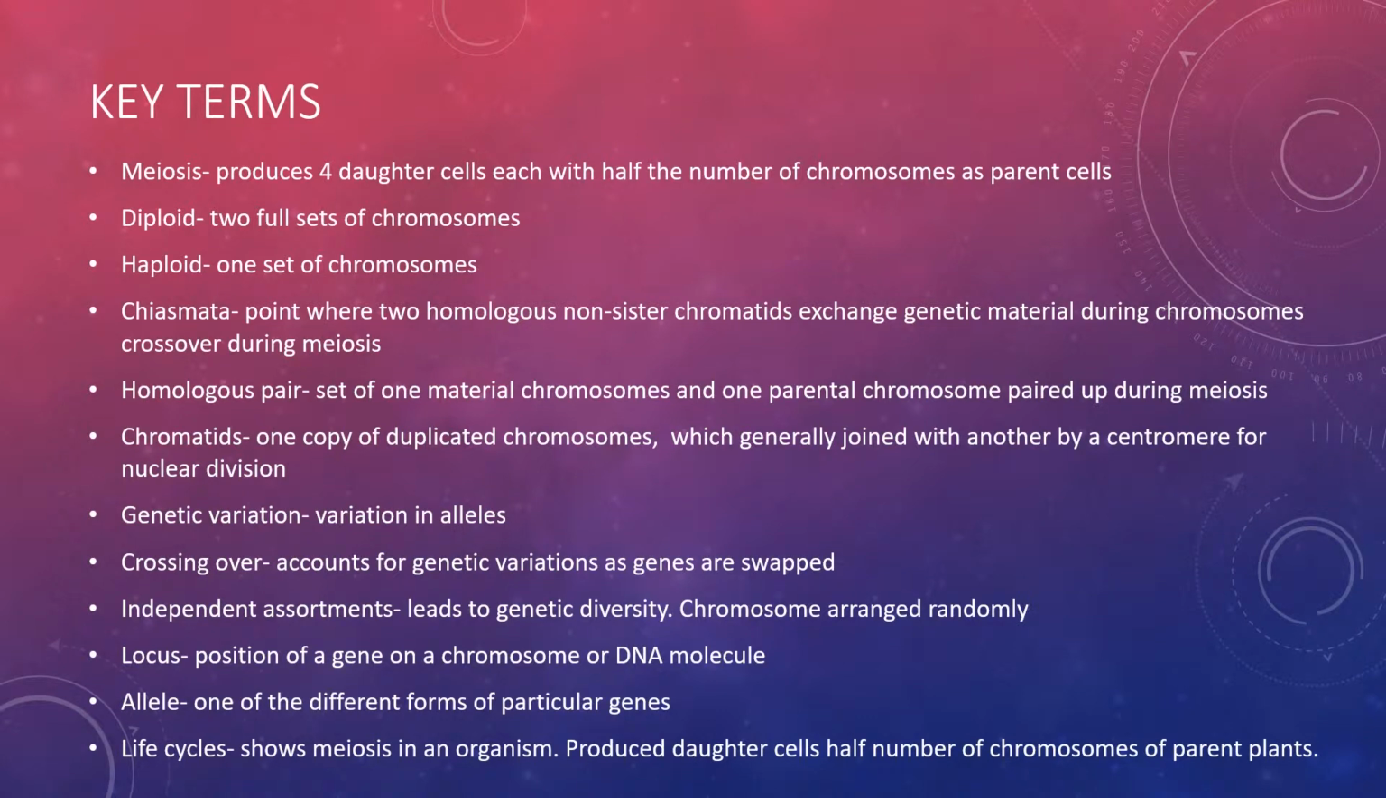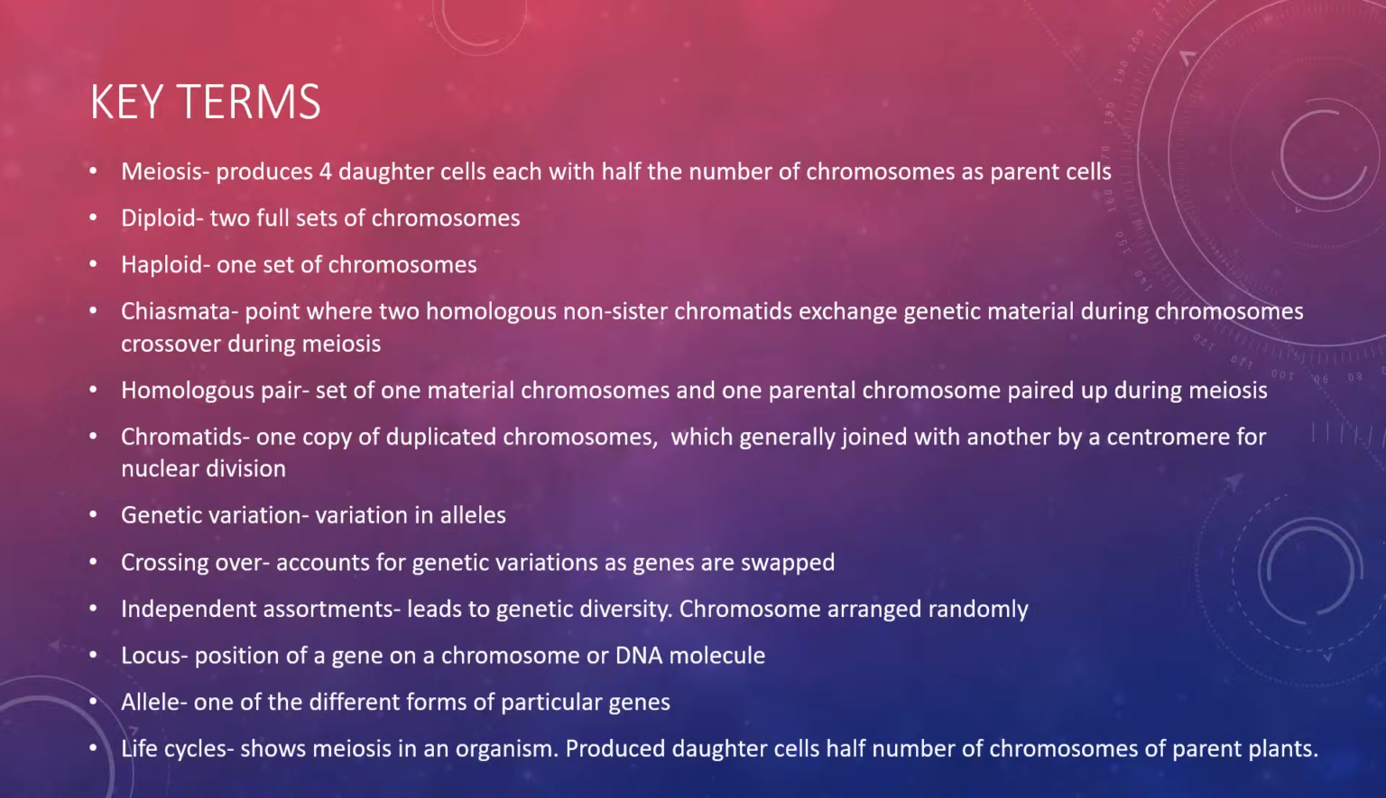Key terms. Meiosis produces four daughter cells, each with half the number of chromosomes as the parent cell. Diploid, two full sets of chromosomes. Haploid, one set of chromosomes. Chiasmata, the point where two homologous non-sister chromatids exchange genetic material during crossing over in meiosis. Homologous pair, one maternal chromosome and one paternal chromosome paired up during meiosis.